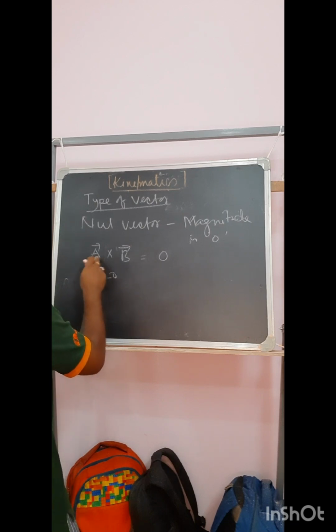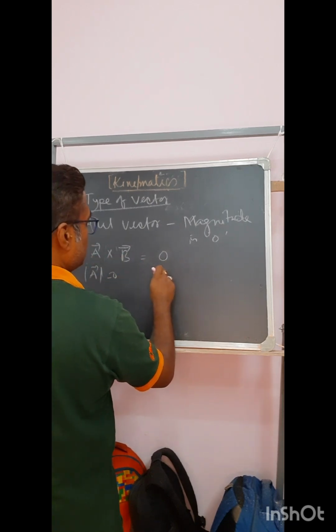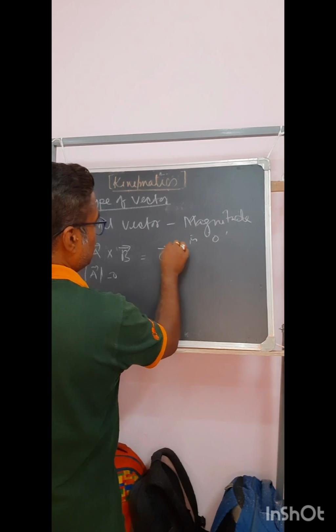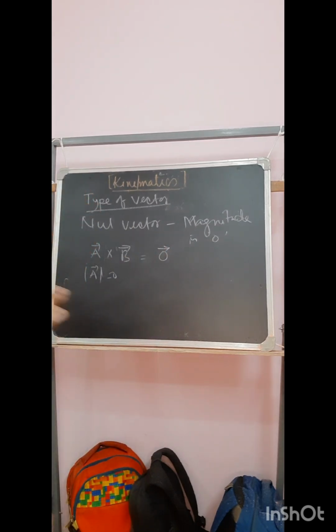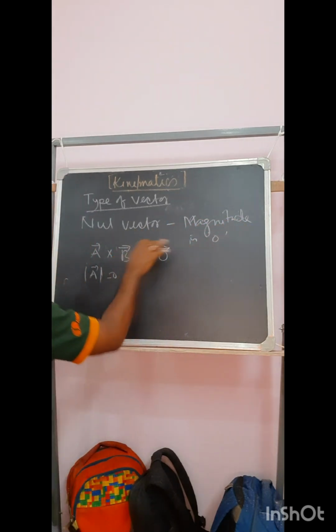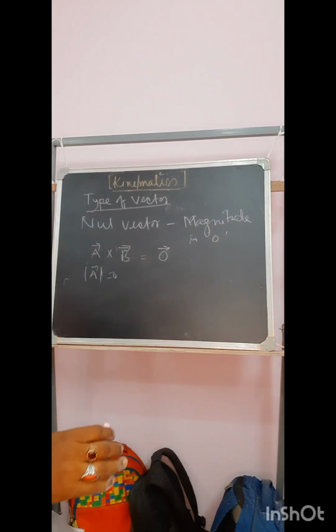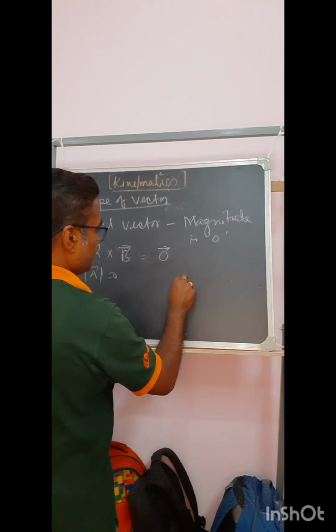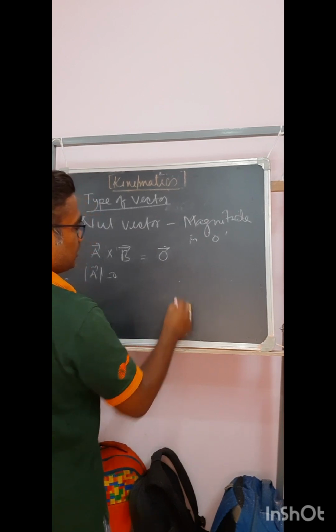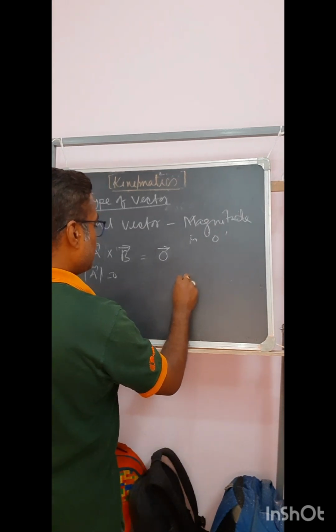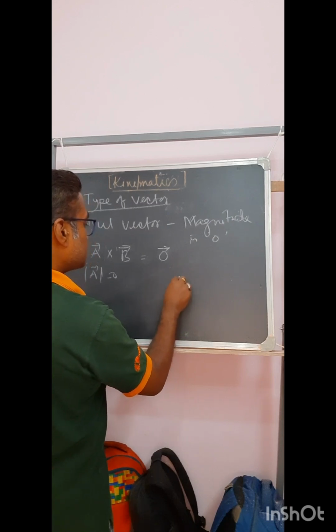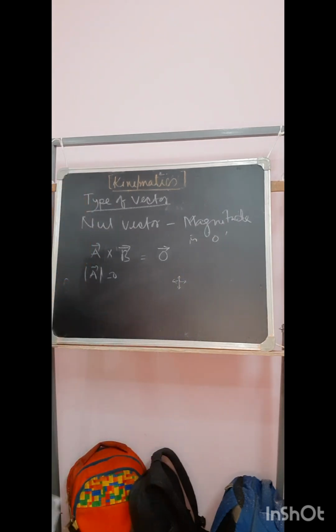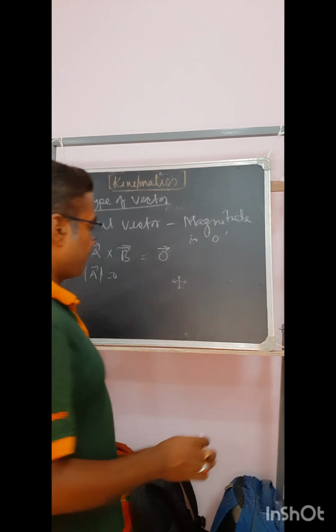So if it is 0, then only the numeric value will be 0, but it will represent a vector. This must have some direction. So for a null vector, the magnitude is 0, but the direction is not defined. That direction could be anything, because if I draw a dot, that means the value is 0. So that dot may have any direction. So a null vector always has some direction, but that is not defined, that is undefined.